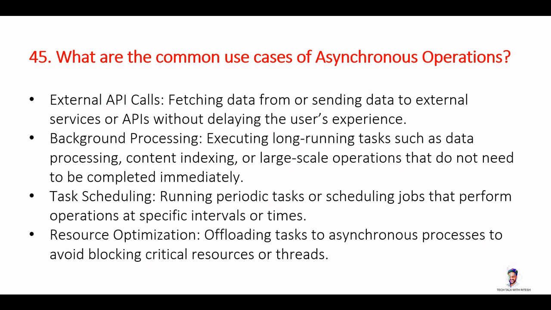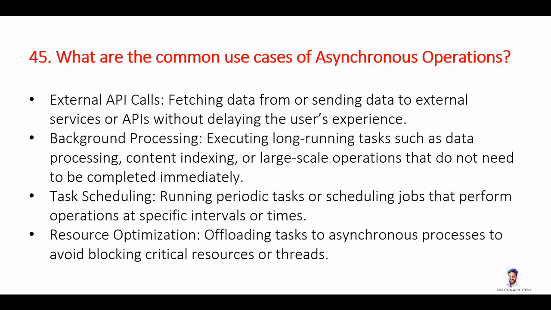For example, if the profile was not created earlier, the next time the user tries to log into the application, we will validate whether the earlier execution was successful or not, and how to handle it. Those are different business use cases, but this is just one example. Background processing: executing long-running tasks such as data processing, content indexing, large-scale operations that do not need to be completed immediately. Task scheduling: running periodic tasks or scheduling jobs that perform operations at specific intervals or times.